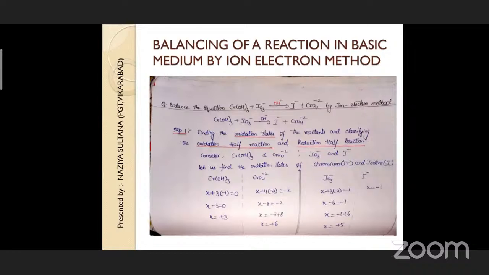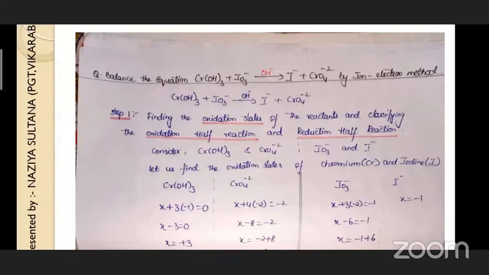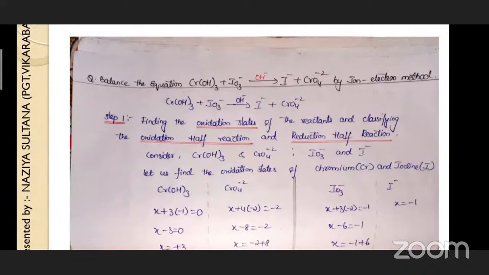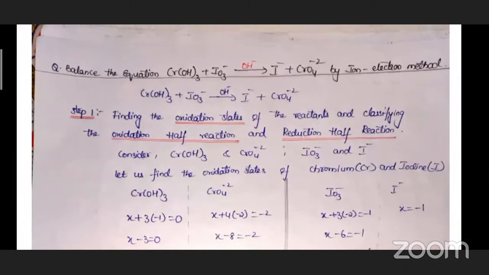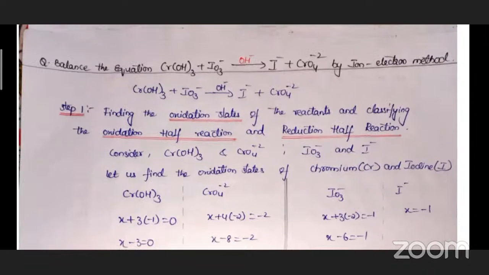I already started this yesterday, so let me tell it again, because this is a very, very important concept and a question of 4 marks is asked from this topic. Balance the equation: chromium trihydroxide reacting with iodate, IO3 minus, gives iodide and chromate. This reaction we need to balance. So what is the first step?